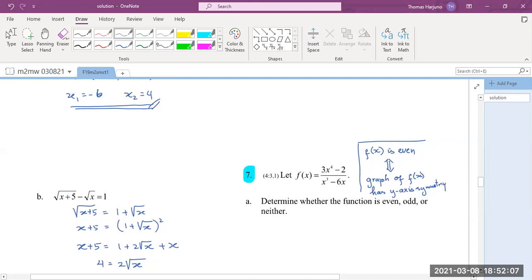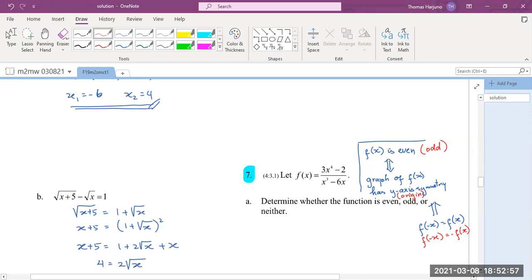Now the function is odd if it has origin symmetry. Because it has y-axis symmetry, replacing x by negative x will give you the original function f(x). So how do we check a function is even? You replace x by negative x and see if you get the original function back. On the other hand, if you want to check if it is origin symmetry, then replacing x by negative x will give us negative y. That's what we will do.